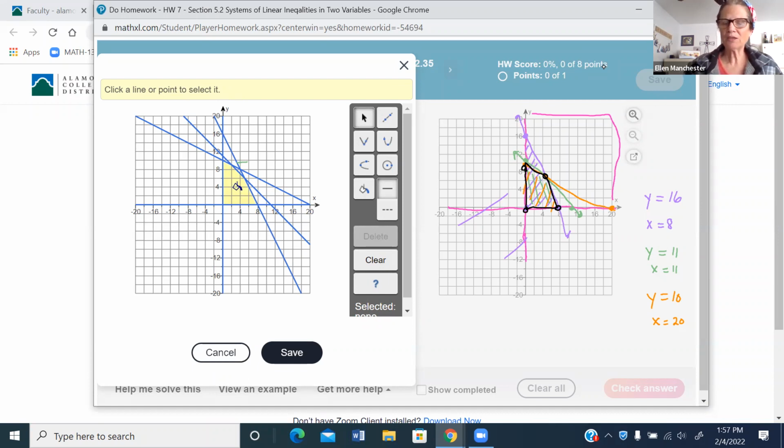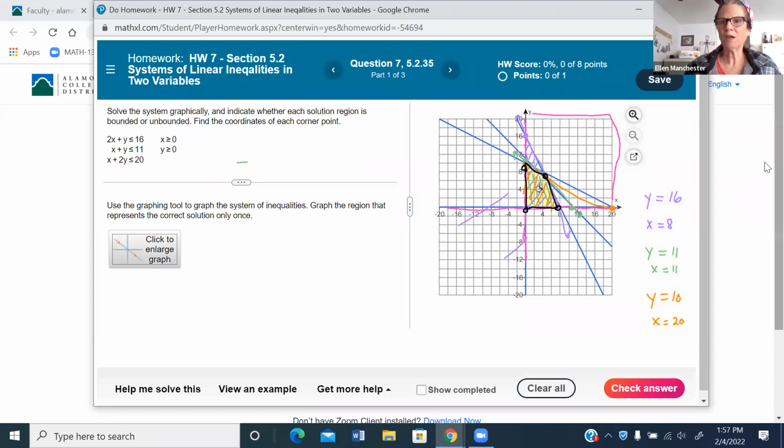Okay, I'm going to stop there, and then I'll start another one on how to find your X and Y, or your corner points. Okay, I'm going to save this so we can come back to it. All right, I'm stopping.